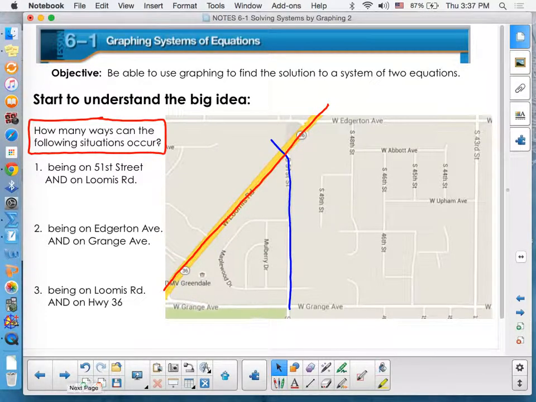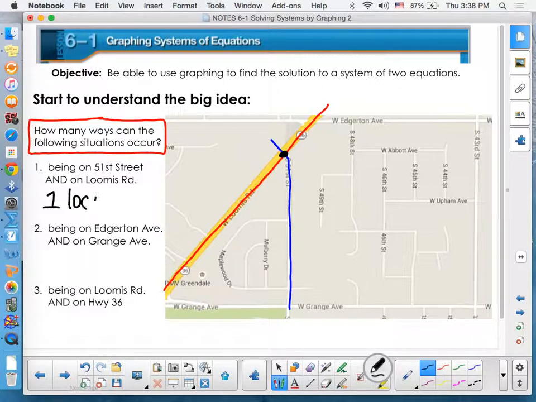So how many ways could I be on both roads at the same time? And if you look at the map and you look at what I have, there's one place, the intersection where the 2 come together. There is one location where I could be on both roads at the same time.